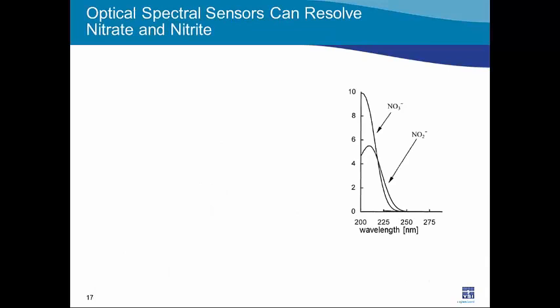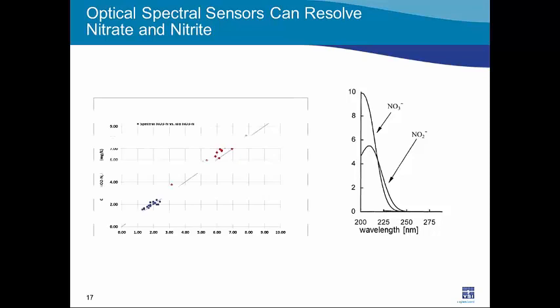Optical spectral sensors are particularly well suited to this application because they can resolve nitrate and nitrite separately. As you can see from this diagram right here, and you might expect, nitrate and nitrite have very similar absorption profiles. And so with a traditional one-wavelength sensor, there would be no way to differentiate one from the other. With a spectral sensor with wavelength sampling intervals of less than 1 nanometer, we can actually calculate the nitrate and the nitrite separately and display both.